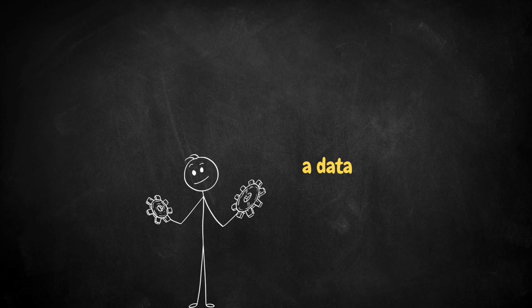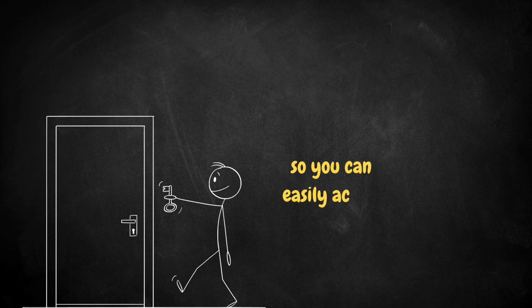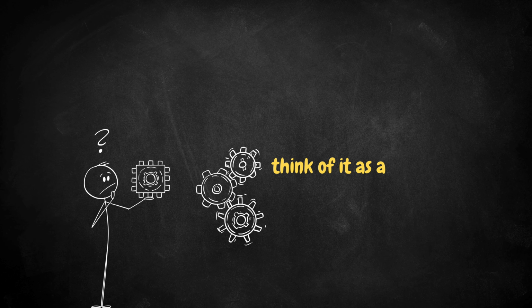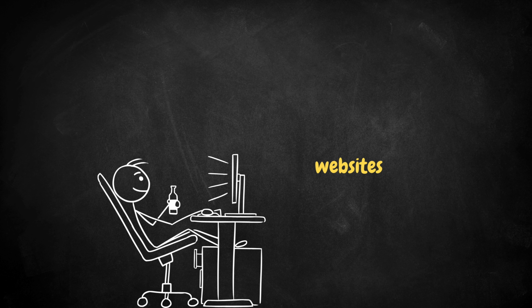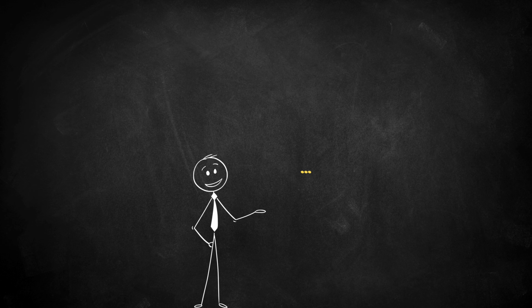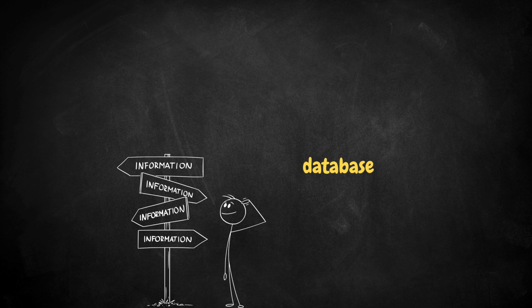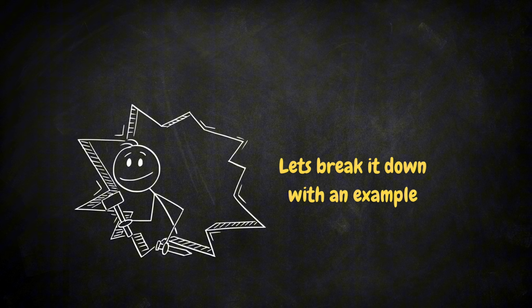So Max, a database is just an organized way to store data so you can easily access, manage, and update it later. Think of it as a giant super smart spreadsheet that apps and websites use behind the scenes. So instead of having thousands of files and folders, a database keeps everything structured? Exactly. Let's break it down with an example.